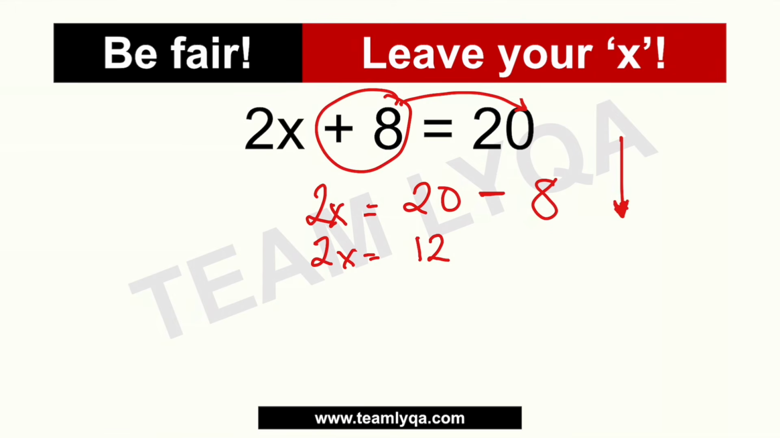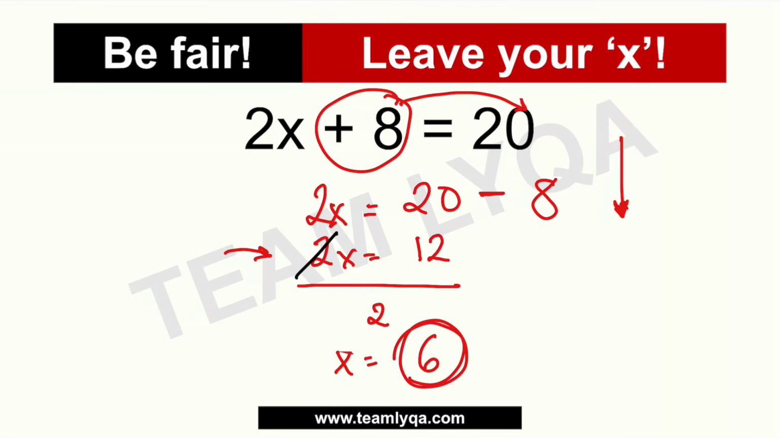So now we have this. Pwede na nating i-aim na mawala yung 2. I-divide natin both sides by 2. Okay? Para makancel ito. So, magiging x is equal to 12 divided by 2 or 6. So, the answer is 6. Alright? Again, you have to be fair. What you do sa left side, gagawin mo sa right.